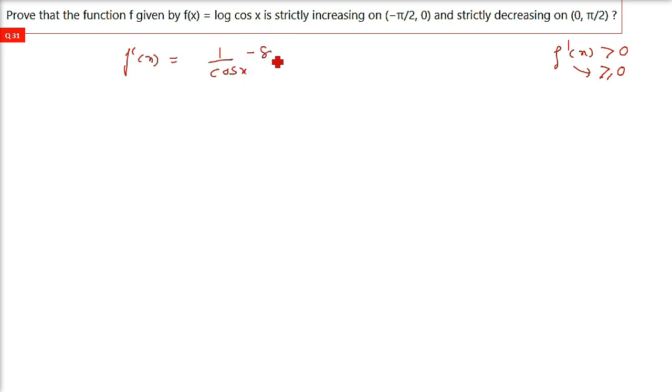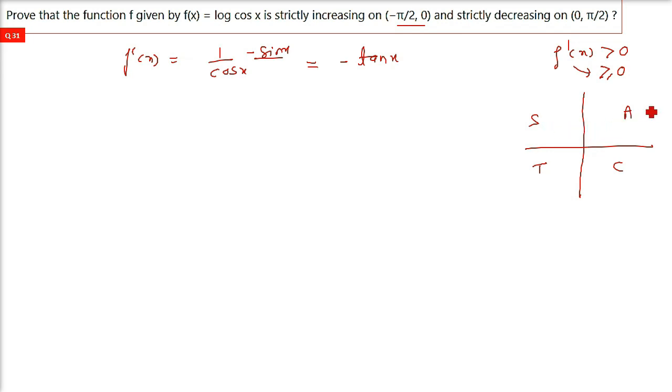So f dash x will be, I am just taking the differentiation, 1 by cos x, and the derivative of cos x will be negative sin x. So it will be negative tan x. Now in between negative pi by 2 and 0, this is strictly increasing, and strictly decreasing in 0 to pi by 2. Now make this quadrant figure and mark wherever the sine, cos, tan are positive or negative.